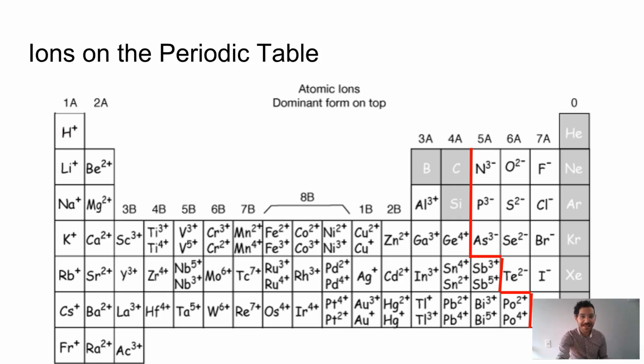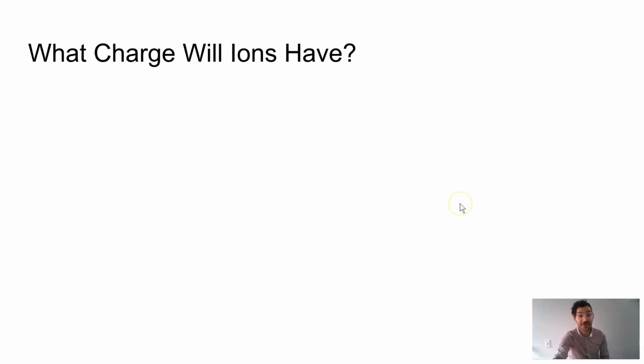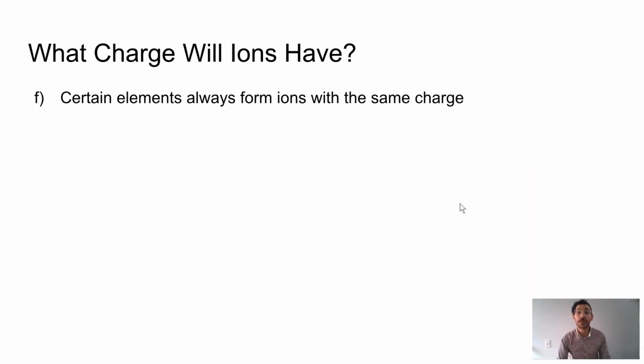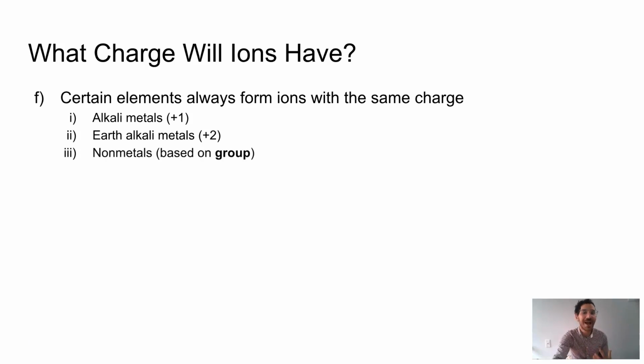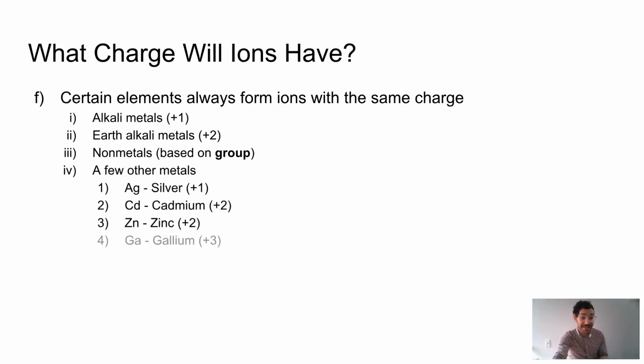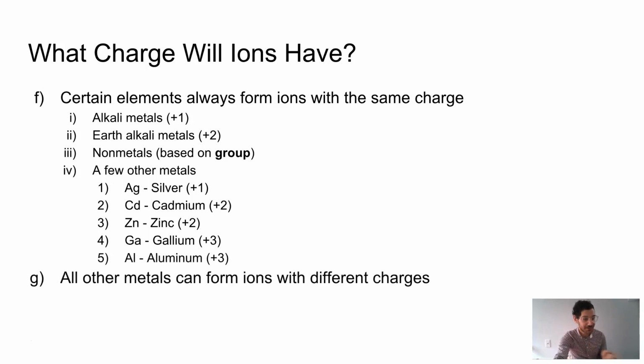Because as we look at this, I can see that for some of these, there are multiple charges listed. Well, some of these have just one charge listed. Certain elements will always form ions with the same charge. And these are going to include our alkali metals and our alkaline earth metals. Remember, those are the first two groups on the left side of the periodic table. And we also have our nonmetals. And so these are going to be based on the group. And there's a few other metals that always form specific charges. This would include silver, cadmium, zinc, gallium, and aluminum. And the way I remember those is, I'll show you in a second.